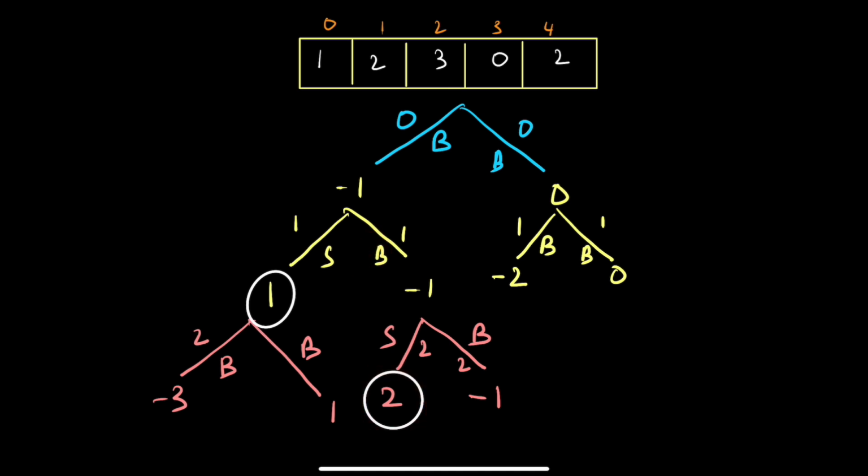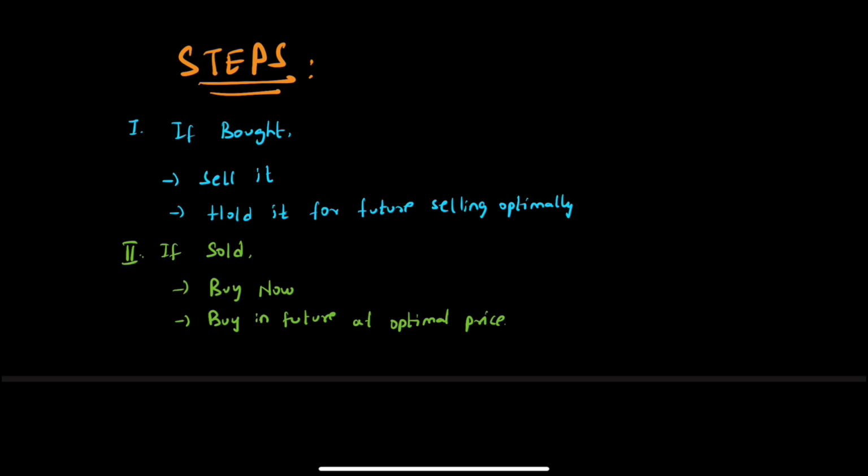So we got the conclusion that we can buy at any index, but if we buy, we need to sell or let the buy be like that only. And similarly, if you want to sell, you can sell it at this position or at this position. That is, we are exploring all the possible opportunities. So these are the four steps that we need to follow. That is, if bought, sell it or hold it for future selling optimally. And similarly, if sold, buy now or buy in future at optimal price, that is as minimum price as possible to maximize your profit.